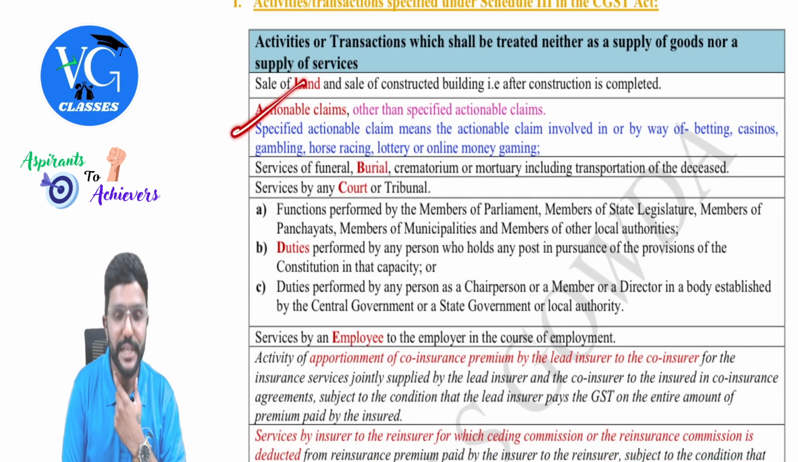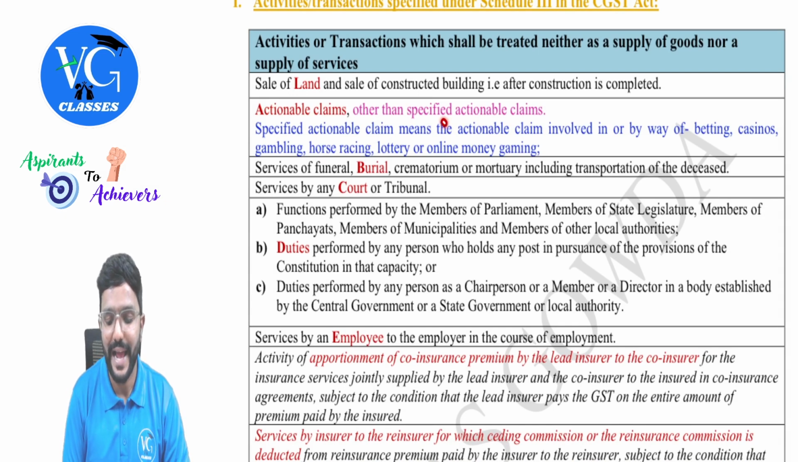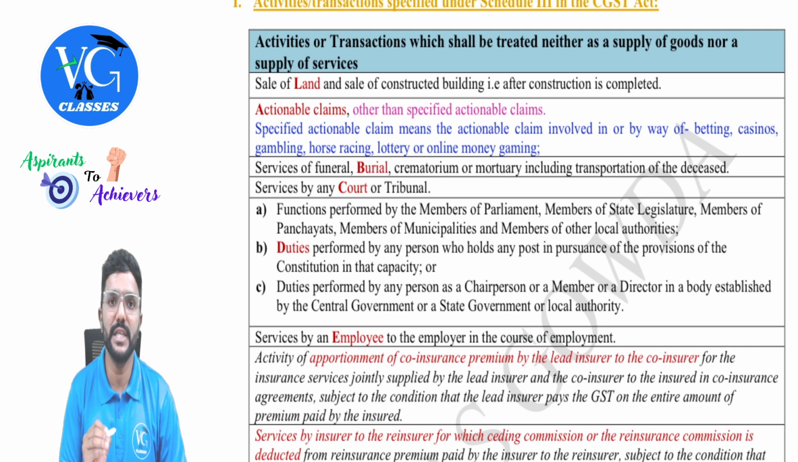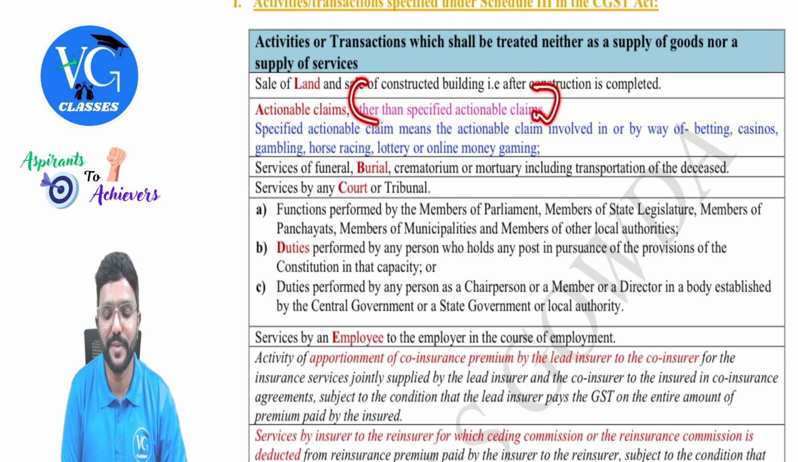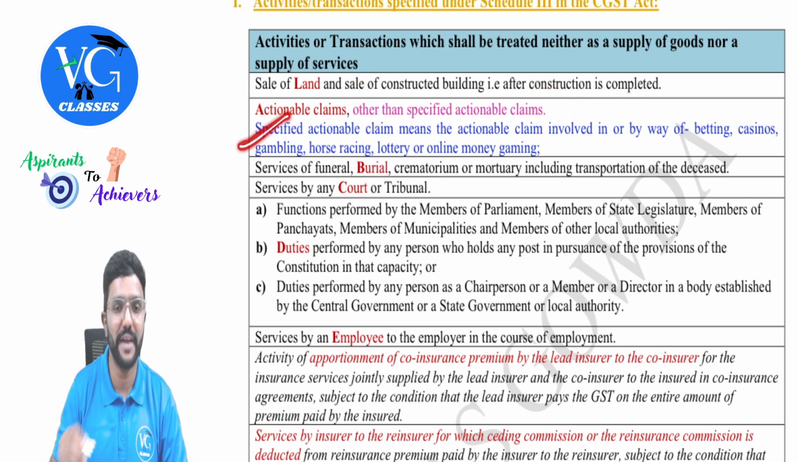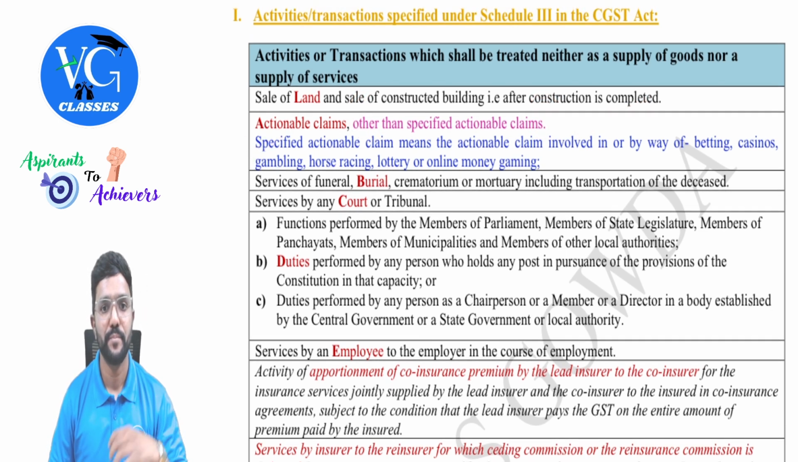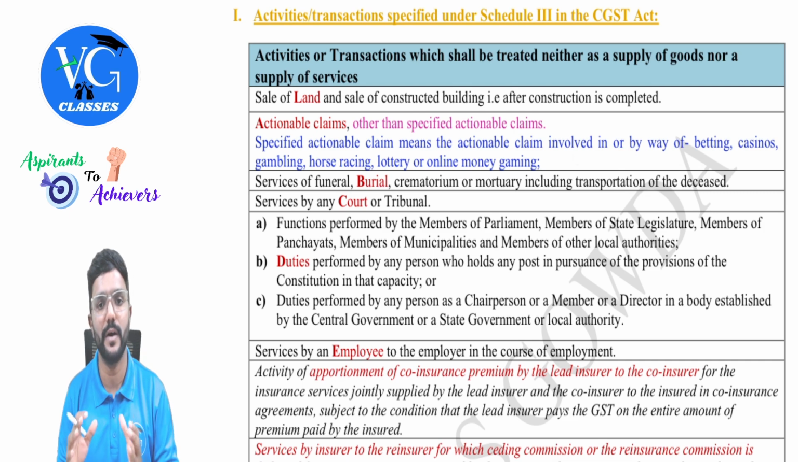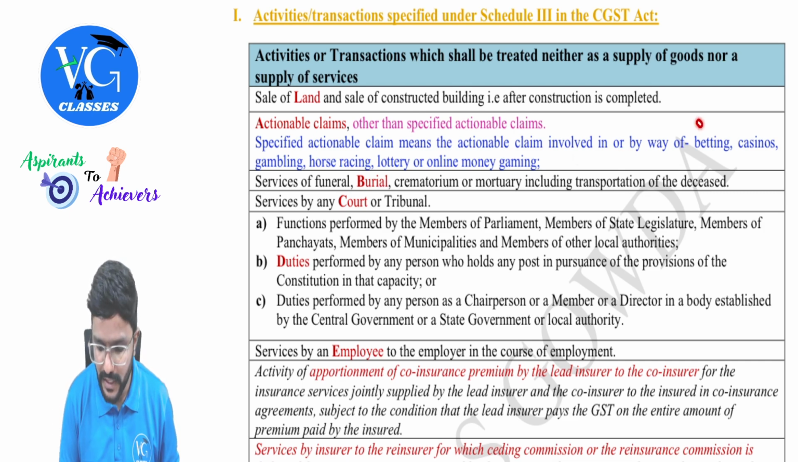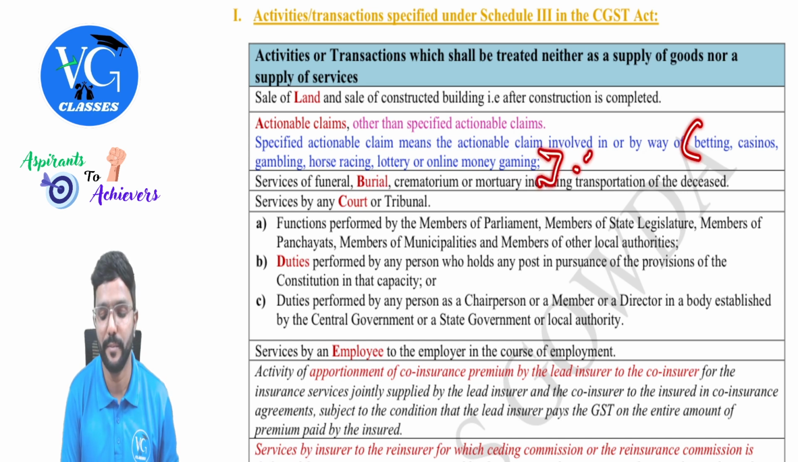Next, actionable claims other than specified actionable claim. Actionable claim is covered in Schedule 3, but other than specified actionable claim means on specified actionable claim is GST applicable? Yes. What is a specified actionable claim? I have given you in blue color. Specified actionable claim means the actionable claim involved in or by way of betting, casinos, gambling, horse racing, lottery, or online money gaming. So all these are termed as specified actionable claim on which GST is applicable, guys.